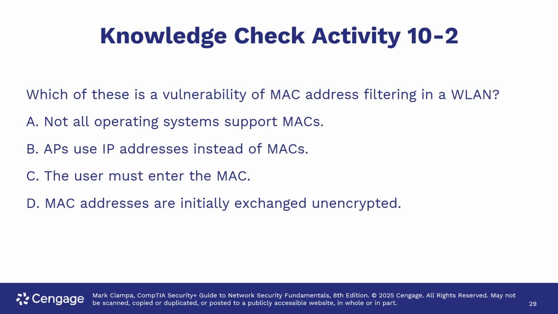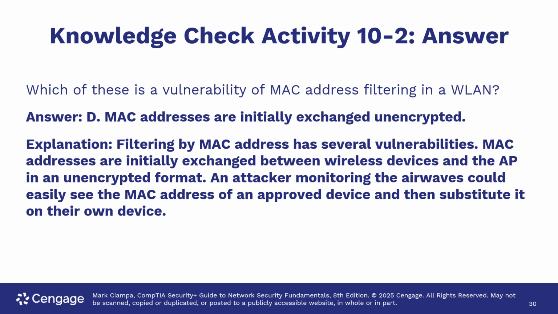And again, if you're not sure, try to rule out, well, I know it's not this one, I know it's not that one, and I know it's not this other one, so it has to be this one. So as we look at it, it's going to be your MAC addresses are initially exchanged unencrypted. Filtering by MAC addresses has several vulnerabilities. MAC addresses are initially exchanged between wireless devices and the access point in an unencrypted format.